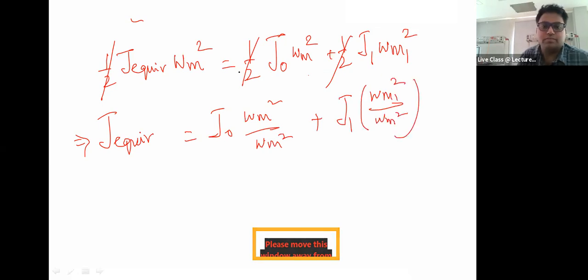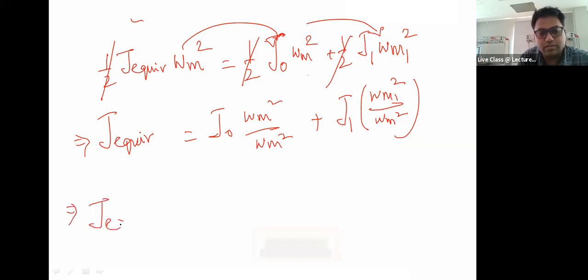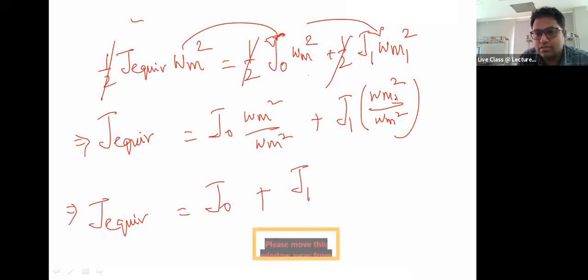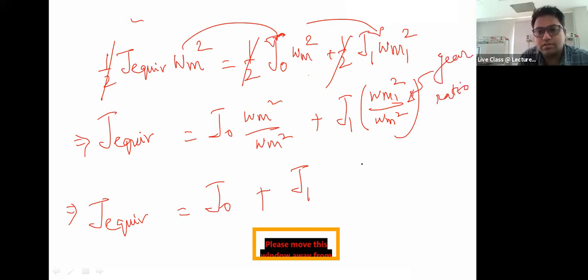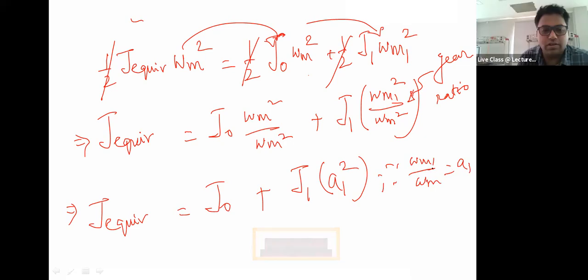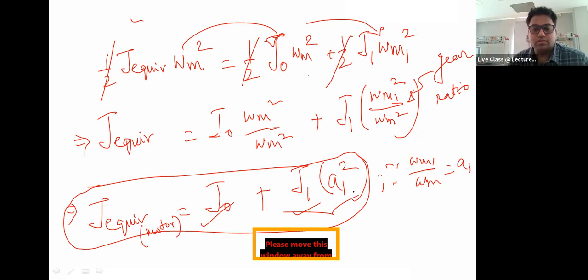Is it okay now? We are dividing both sides by omega m square, right? So what we are getting, J equivalent is equal to J naught plus J1, and what is this? The ratio of the two speeds, right? Yes. So this is governed by the gear ratio. So this is A1 square, since omega m1 by omega m is A1, or A, whatever you call it. So this is the total moment of inertia referred to the motor side. So this one equation is done.